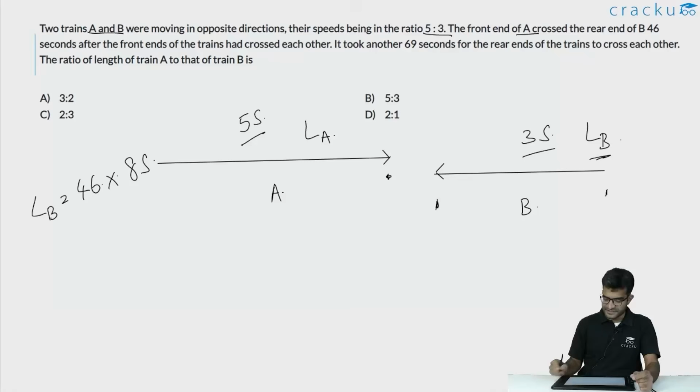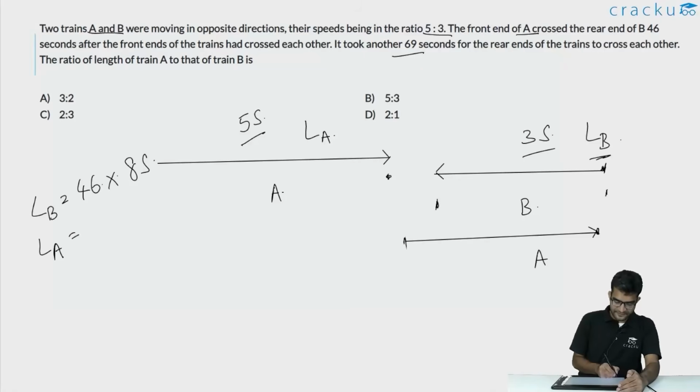We are also told that once the train crossed the rear end of LB, it takes a further 69 seconds for both of them to completely cross each other. Now, once the first train LA crosses the rear end, at this point, the rear end of B is crossed by train A. And if both of the trains are completely crossing each other, the distance that is travelled effectively becomes LA. This has taken a further 69 seconds and the speed is again 8s because both of them are travelling in opposite directions.